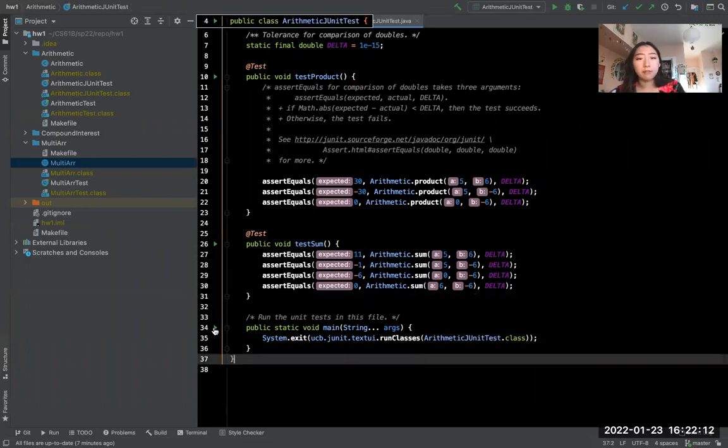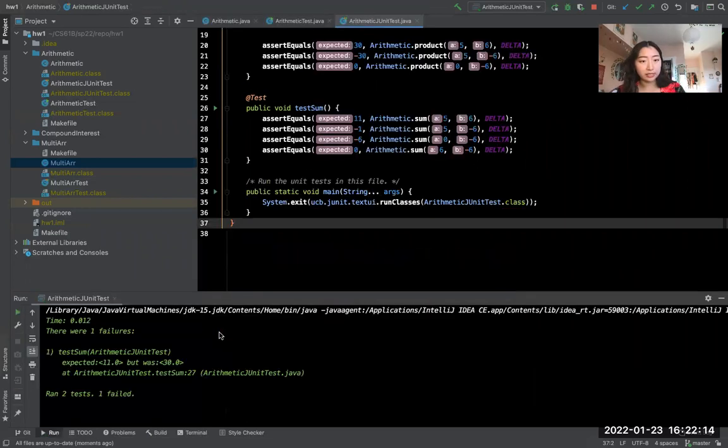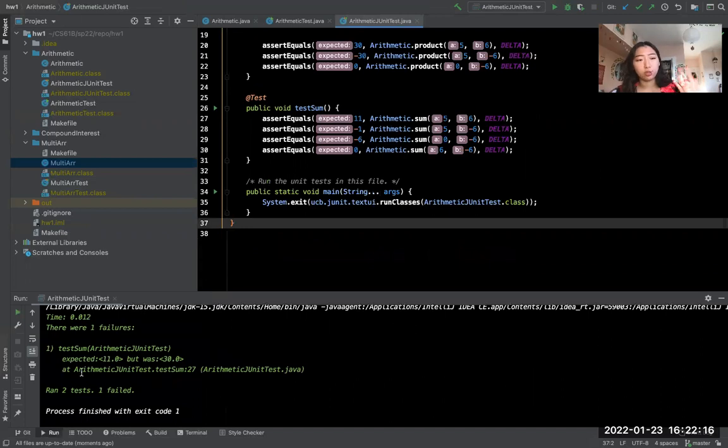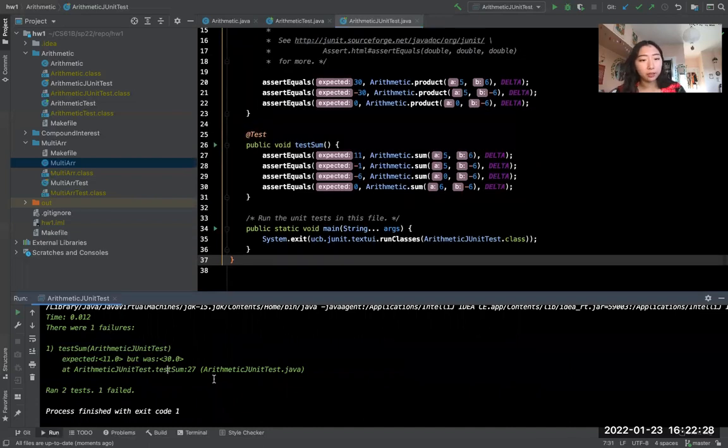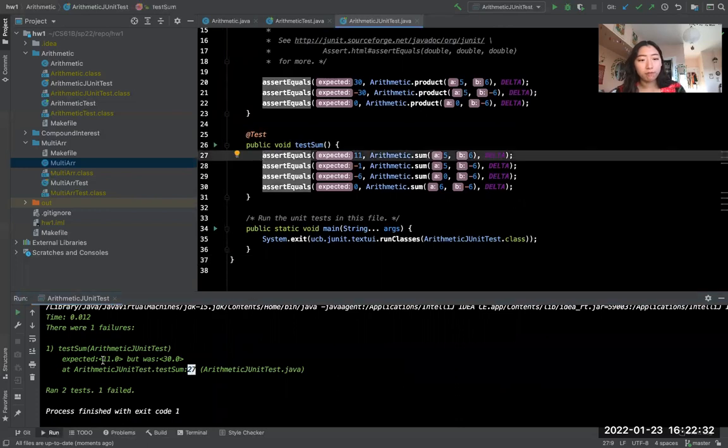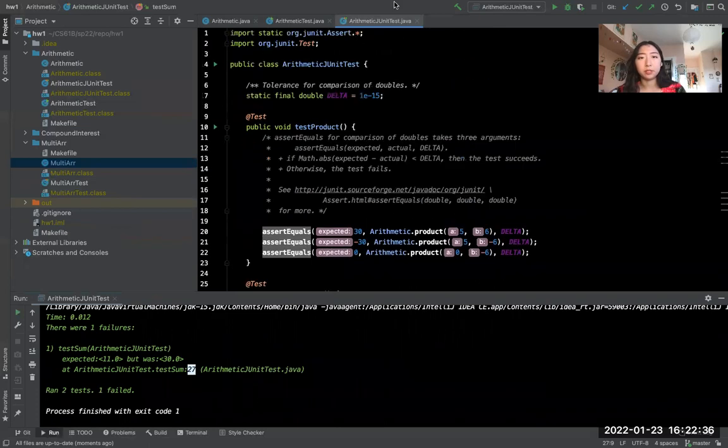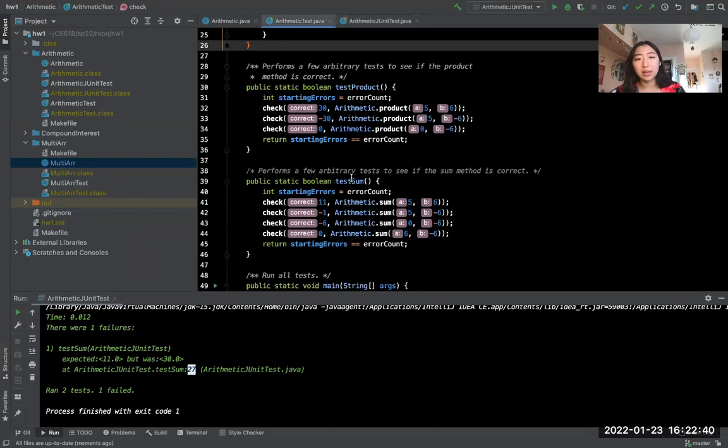Now what happens if we run these tests? You're going to see we get this super descriptive output that tells us what exactly failed, how long it took, and which test failed. It was test sum, and on line 27 we got a failure because we expected 11 but got 30. This is super detailed.